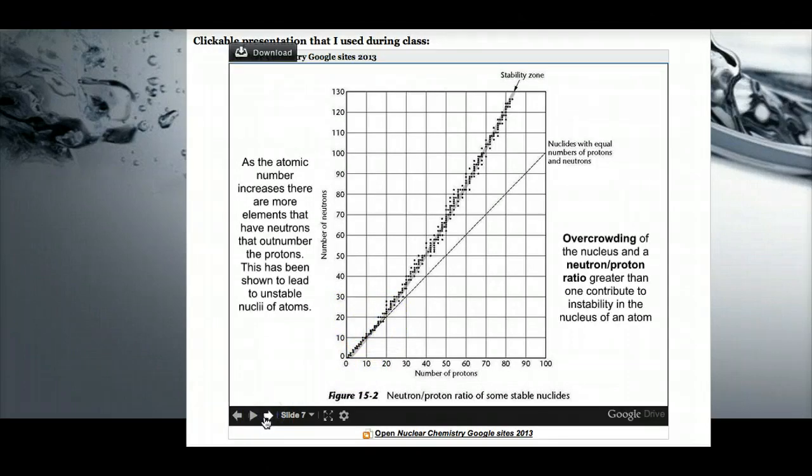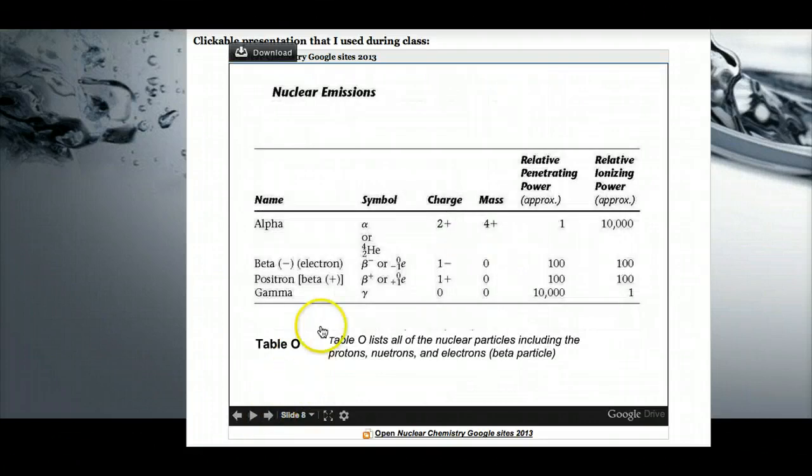Overcrowding of the nucleus and the neutron to proton ratio destabilizes the nucleus, and therefore the nucleus wants to become stable by giving something off. So let's continue on our discussion. Now, this is essentially table O.